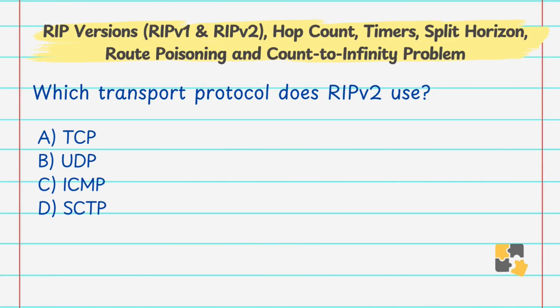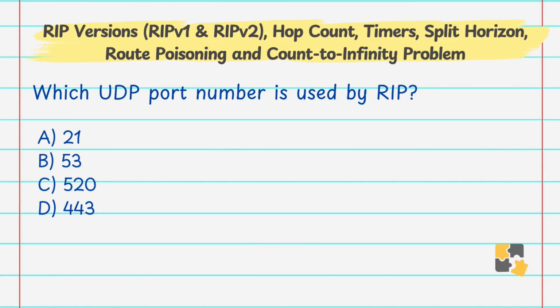Which UDP port number is used by RIP? A. 21, B. 53, C. 520, D. 443. Answer is C. 520. RIP communicates through UDP port 520.